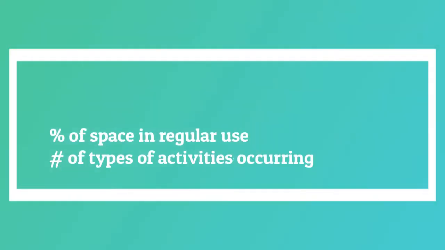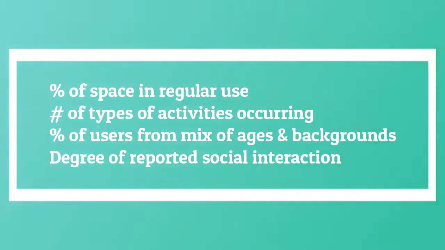Quantitative: percentage of activities that are regularly used at various times, number of types of activities that are occurring, percentage of users coming from a mix of ages and backgrounds. Qualitative: degree of reported social interaction among various populations within the public space.